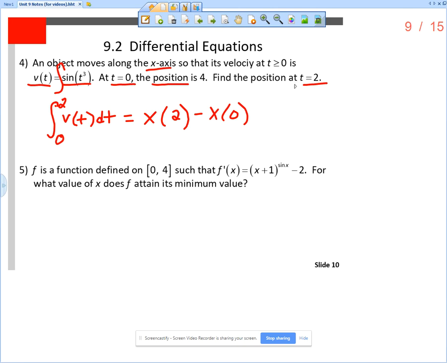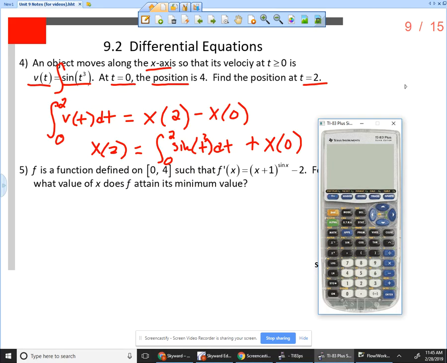So now what do I want to find? I want to find x of 2. So x of 2 is going to be the integral from 0 to 2 of the v, which is sine of t cubed, dt, and then plus I would add the x of 0 to that side. All right, so now this is just a calculation.